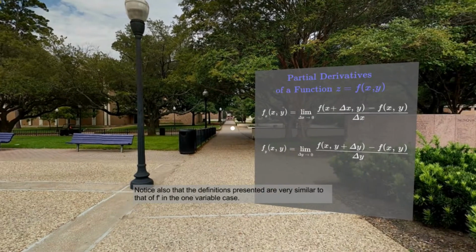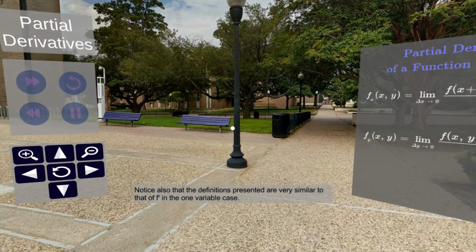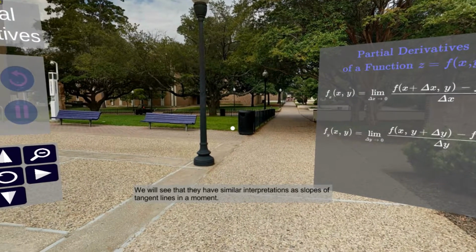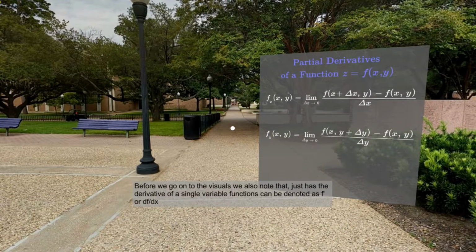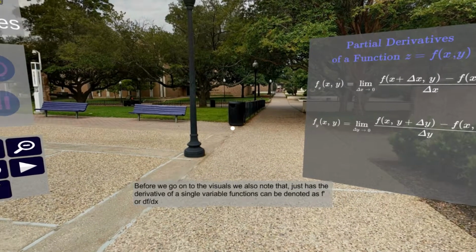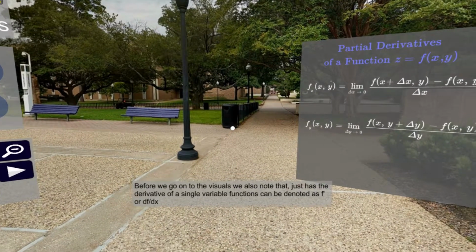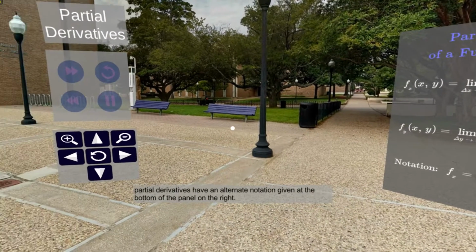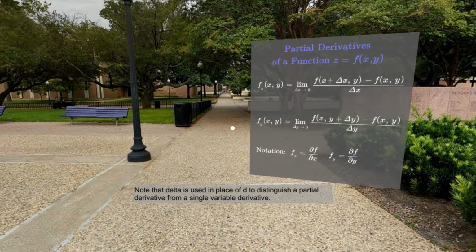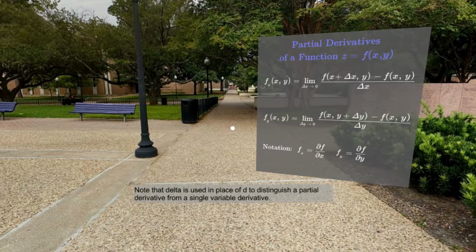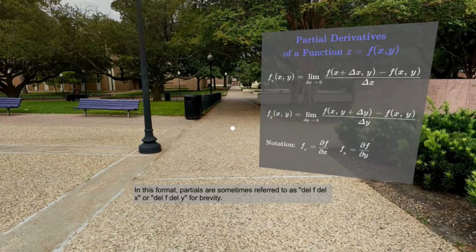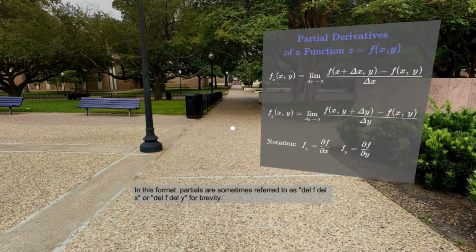Notice also that the definitions presented are very similar to that of f prime in the one variable case. We will see that they have similar interpretations as slopes of tangent lines in a moment. Before we go on to the visuals, we also note that just as the derivative of a single variable function can be noted as f prime or df dx, partial derivatives have an alternate notation given at the bottom of the panel on the right. Note that delta is used in place of d to distinguish a partial derivative from a single variable derivative. In this format, partials are sometimes referred to as del f del x or del f del y for brevity.